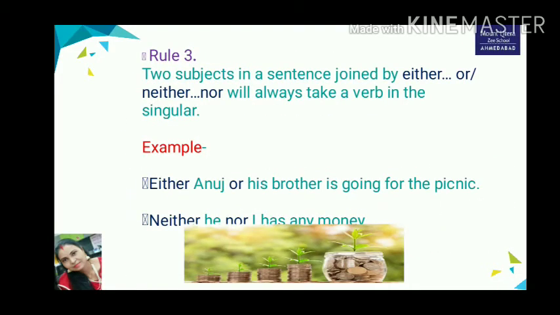Rule number 3: two subjects in a sentence joined by either or, neither nor will always take a verb in the singular. For example, either Anuj or his brother is going for the picnic. In this sentence, we are using either or, so we are using a singular verb. Neither he nor I has any money. In this sentence also, we are using neither nor, so we use the singular verb has here.